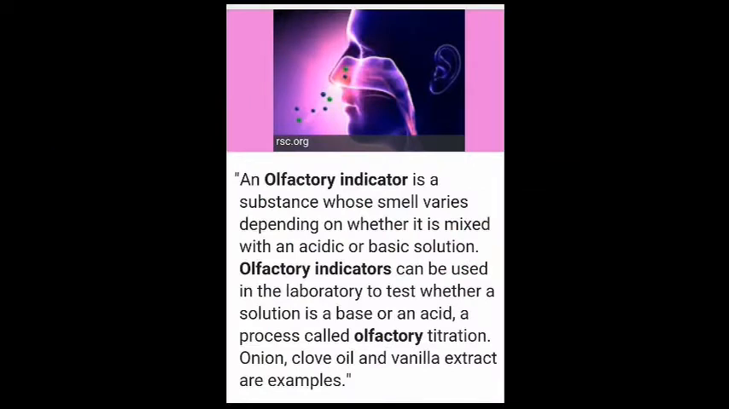Olfactory indicators. An olfactory indicator is a substance whose smell varies depending on whether it is mixed with an acidic or basic solution. Olfactory indicators can be used in the laboratory to test whether a solution is a base or an acid, a process called olfactory titration. Titration is a laboratory experiment. Onion, clove oil and vanilla extract are examples. They change their smell in acidic and basic medium.